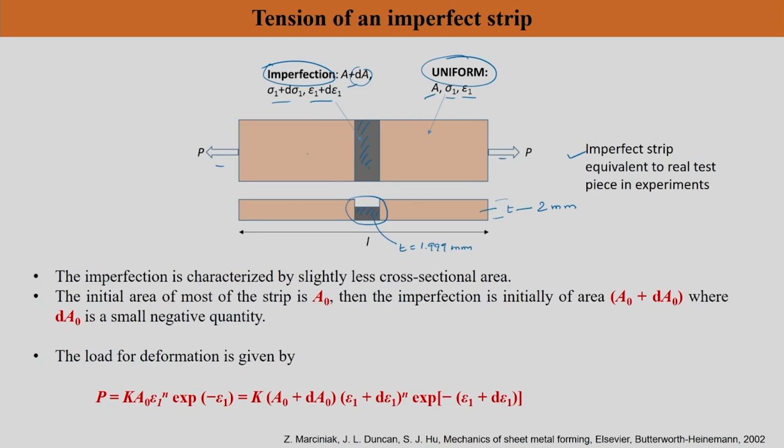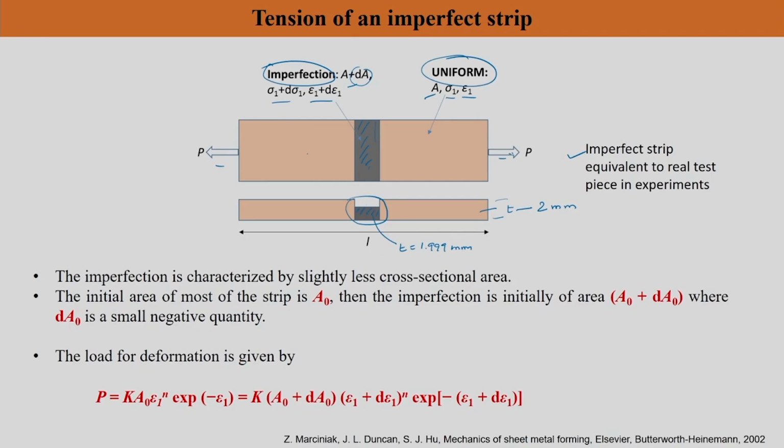So, once we introduce this imperfection, it is equivalent to a real test piece, a real strip. And we are now going to put some discussion and derivation on this. For simplicity of analysis, we are saying that this imperfect region is actually perpendicular to the loading axis. So, it is easy to understand.